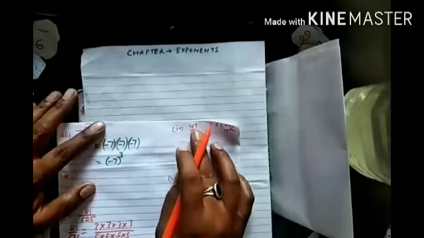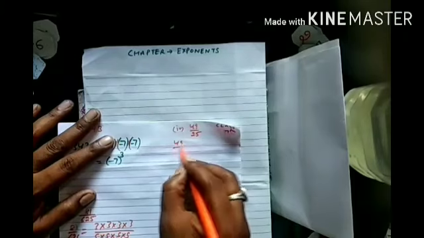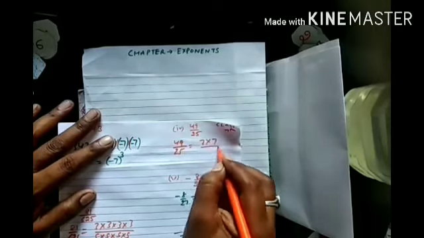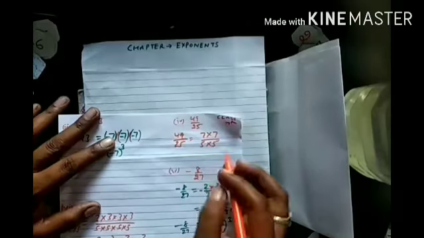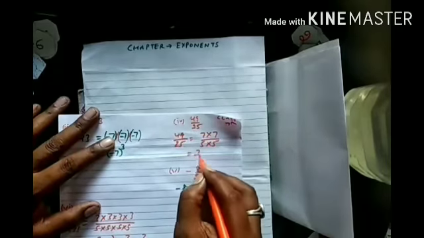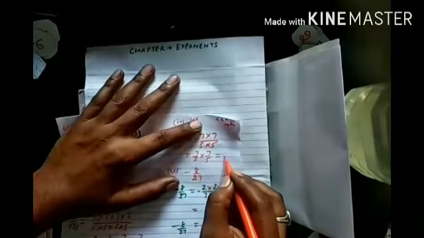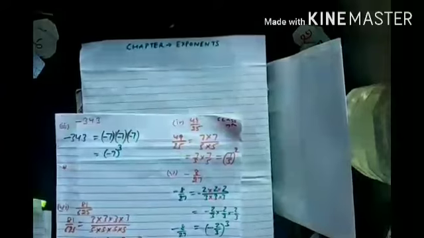Now 49 by 25. What is the meaning of 49? 7 multiply 7, and 25 is 5 multiply 5. So I can write 7 by 5 multiply 7 by 5. So it can be written as 7 by 5 to the power 2.